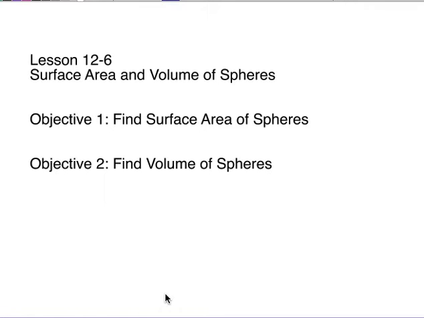All right, today's lesson is 12.6, surface area and volume of spheres. What's a sphere? It's like a ball. Well, a circle would be two-dimensional, so we've got to think in 3 dimensions. It's like a tennis ball, basketball, soccer ball, however you want it. Not a football though. That's not a sphere. Okay, so we're going to talk about the surface area and volume of spheres.